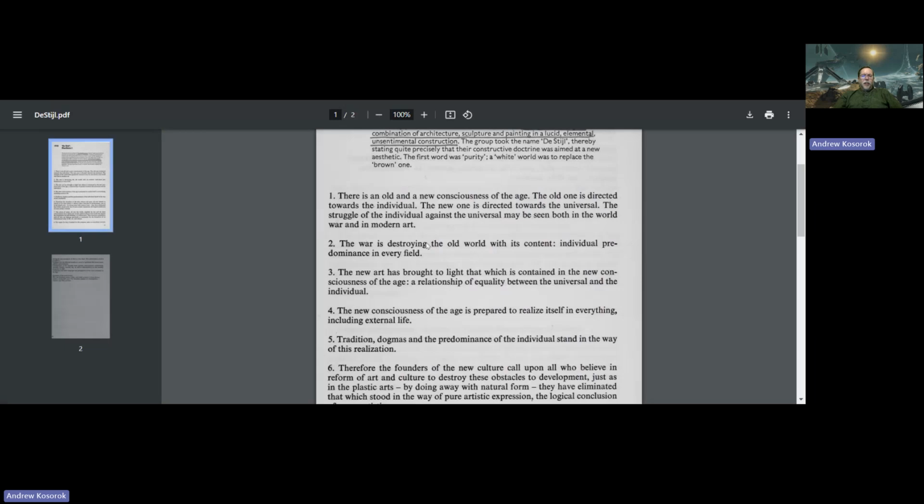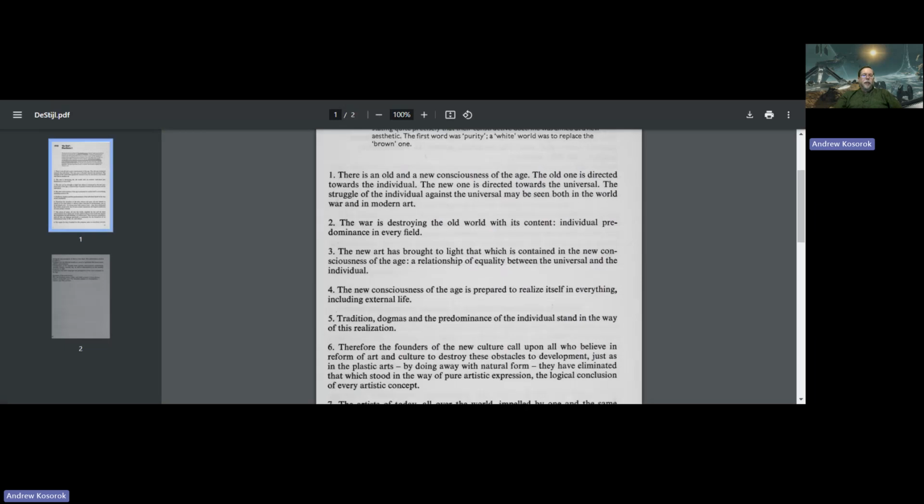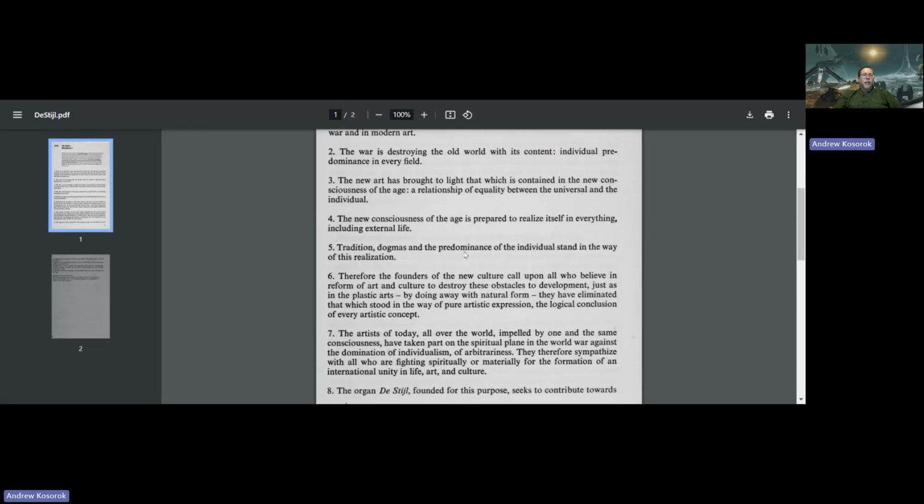One of the first things I want you to see right here is the war is destroying the old world with its content. Individual predominance in every field. The new consciousness of the age is prepared to realize itself in everything, including external life. So instead of destroying, this is talking about realizing consciousness of people and recognizing the age people live in.